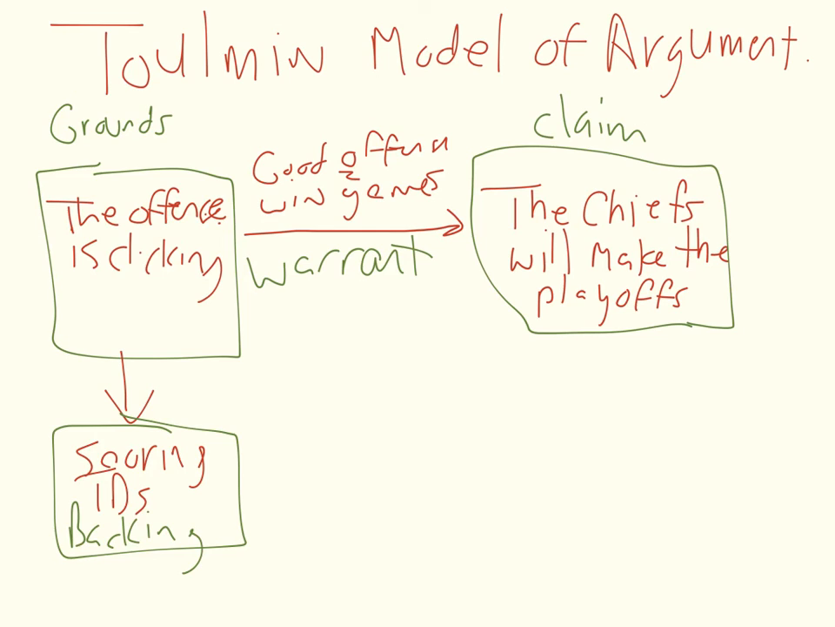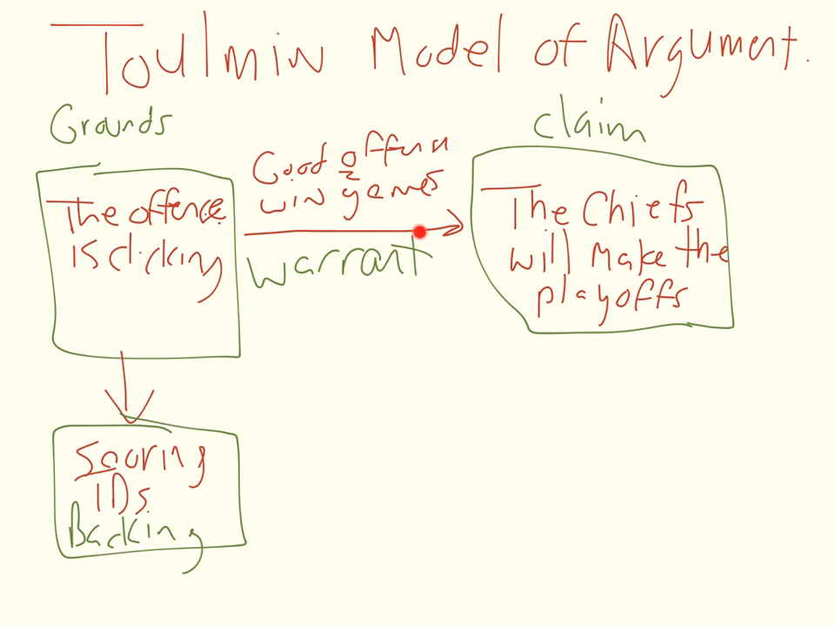Because one way you could attack the argument, the Chiefs will make the playoffs because their offense is clicking, is maybe instead of attacking the warrant, so instead of saying, well, good offense doesn't necessarily mean win games, you could attack this. And you could say, well, their offense isn't clicking though. I mean, they're still kicking a lot of field goals. So to prevent that, you provide evidence, right? In this case, they're scoring more touchdowns, so they're getting more productivity on the ball, and the field goals, every team kicks field goals, something like that. Okay, so the backing provides support for the grounds.